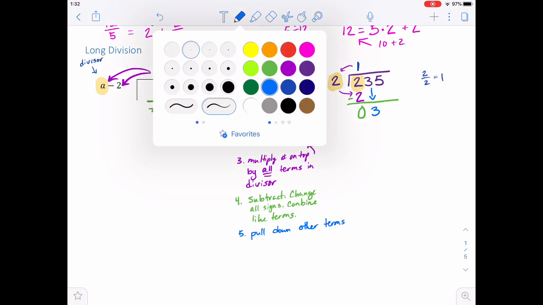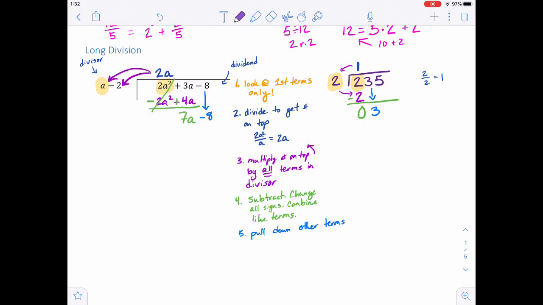All right, so what do we do next? So now we do the same thing. We just rinse and repeat, right? Except our first term is now here, right? Now we're looking at this 3. So we're looking at 3 divided by 2. How many times does 2 go into 3? It only goes in once, and then we have 1 left over, but we're going to put a 1 up here, right? So we're going to repeat now with the new first term.